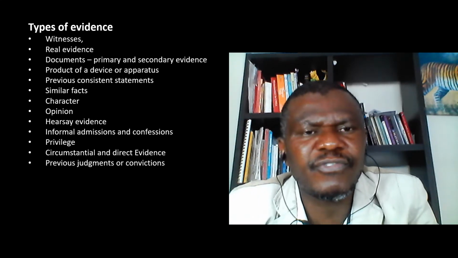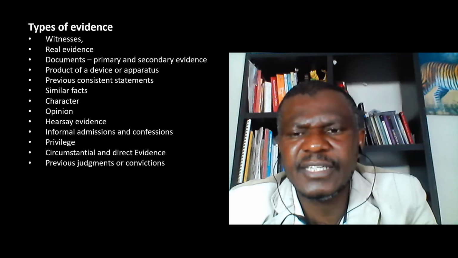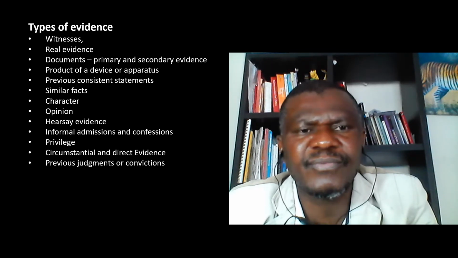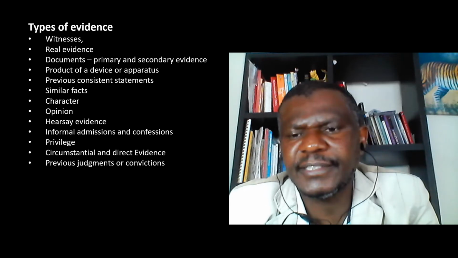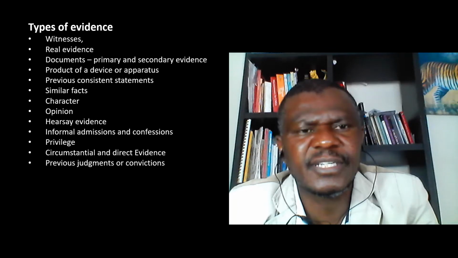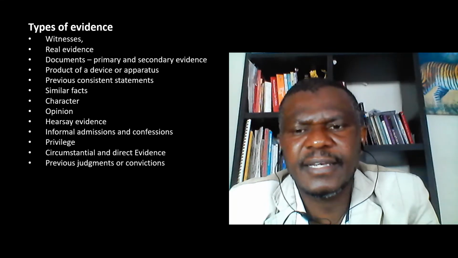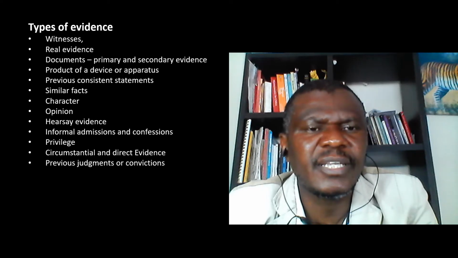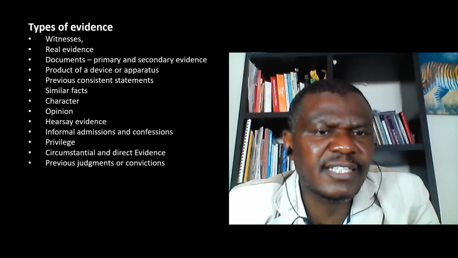and then we have previous consistent statements, we have similar fact evidence, we have character evidence. How far can you adduce evidence on a person's character as a basis for pursuing whatever argument you are pursuing? Opinion evidence, hearsay evidence.